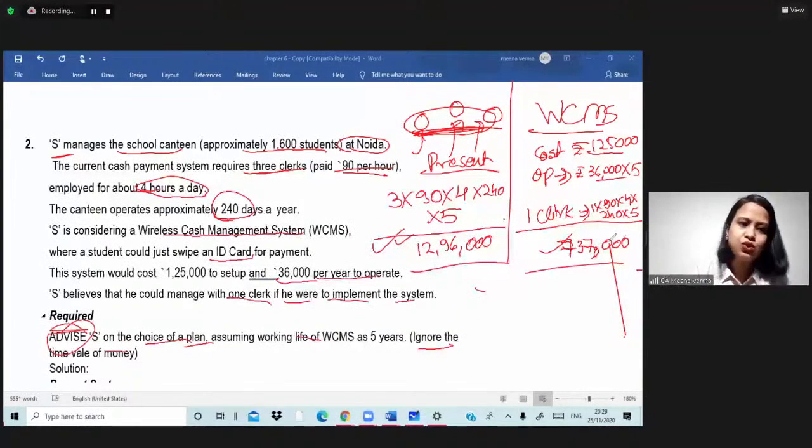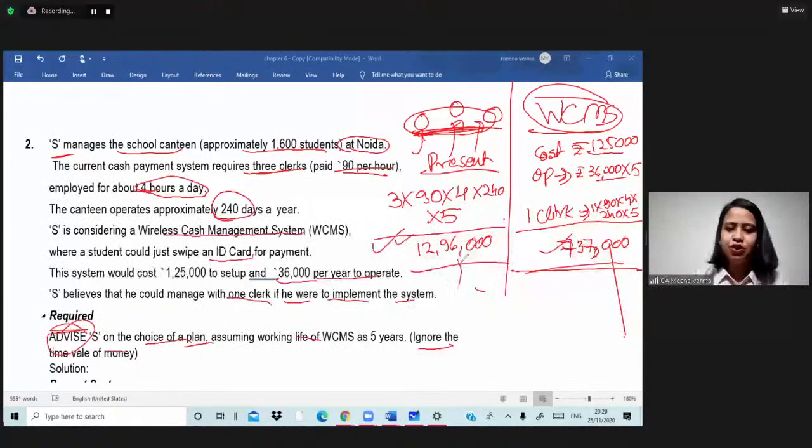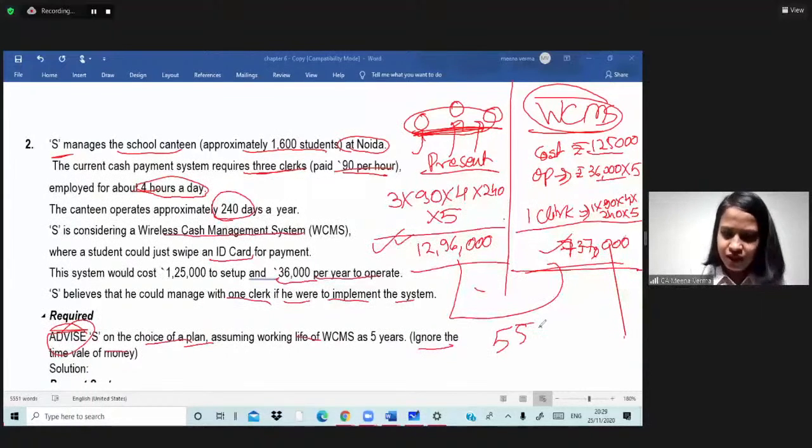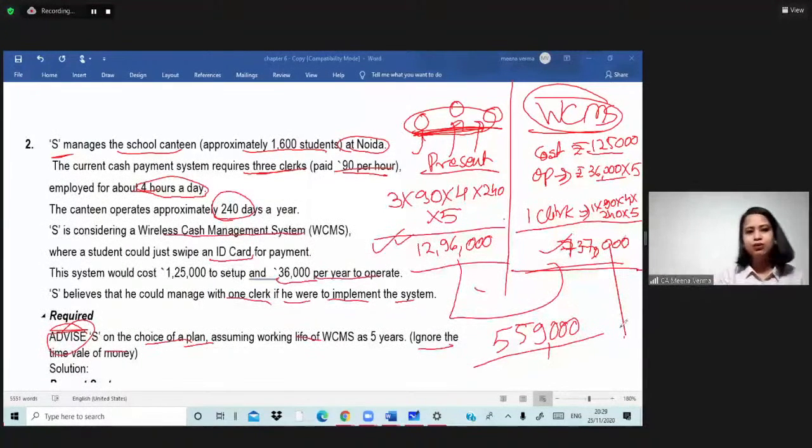So which proposal is good? Implementation of the wireless cash management system is good, both financially and non-financially. This proposal is good to implement. The difference is 559. This is the benefit which you will incur if you implement the wireless cash management system. Good to go. Advise them it's good to implement this plan.